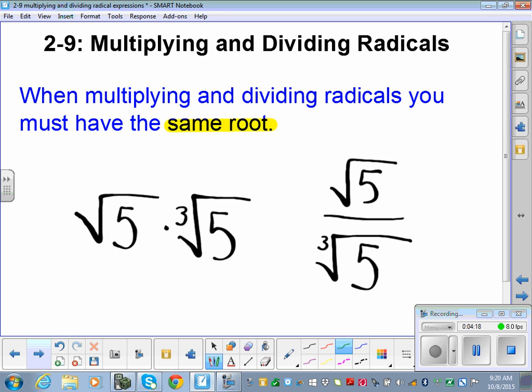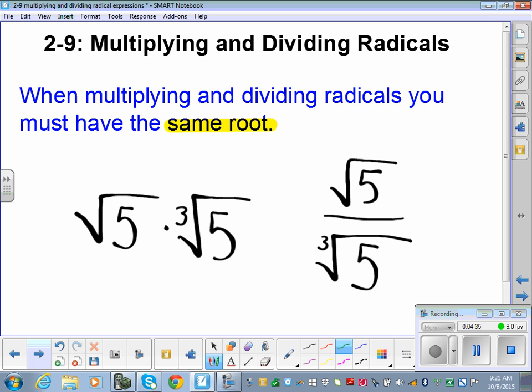So yesterday we were simplifying roots and radicals. Today we're going to be multiplying and dividing radicals. So let's start out. When multiplying and dividing radicals, you must have the same root. So really, that's the only rule. For multiplying and dividing, the only rule is you have to have the same root.